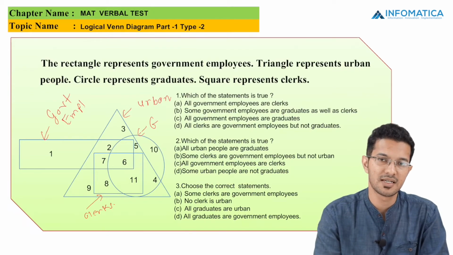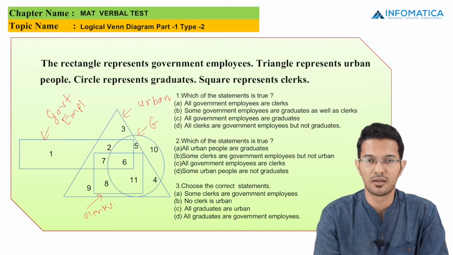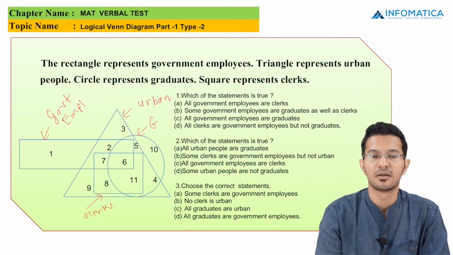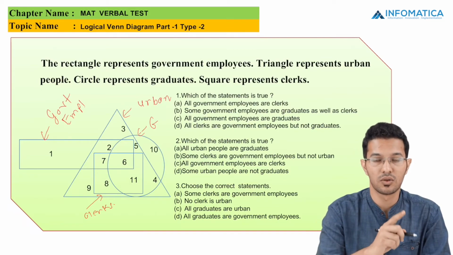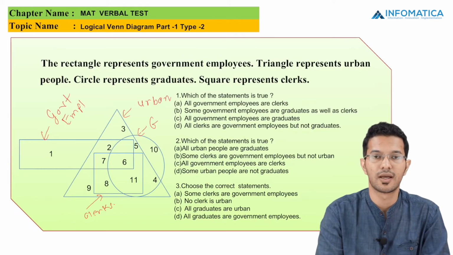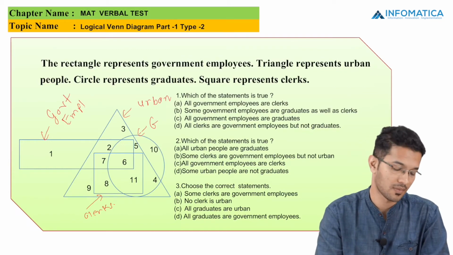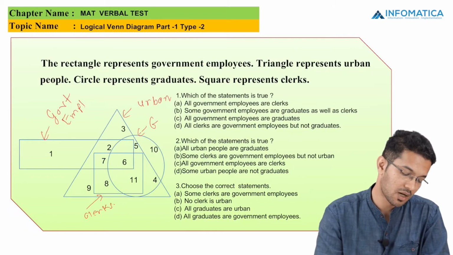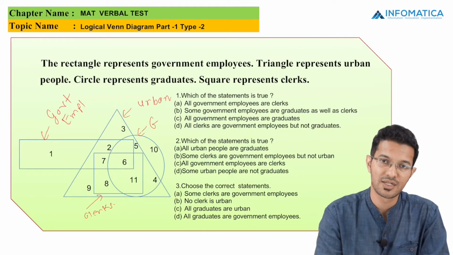Now students, can we say that all the government employees here are clerks? If I look at the number 1, it is not inside the square but it is only inside the rectangle. So I can say that option A is wrong. Second one, some government employees are graduates as well as clerks.